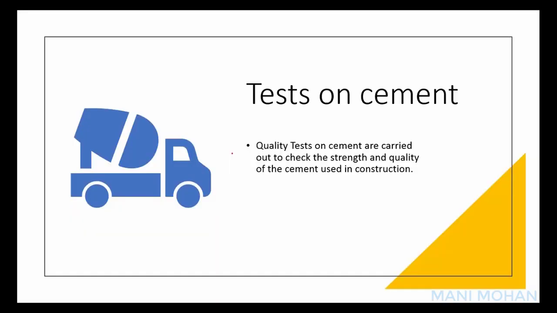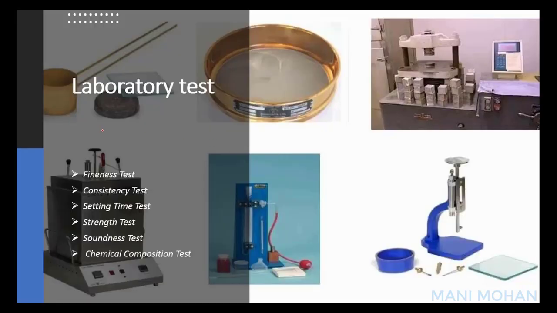To identify the usage of cement for different purposes based on its durability and performance, quality tests on cement are carried out. Tests that are conducted on this cement in the laboratory are fineness test, consistency test, setting time test, strength test, soundness test, and chemical composition test. Let us now discuss very briefly on each of these tests.